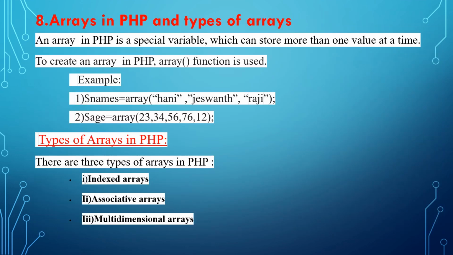Next, arrays in PHP, and what are different types of arrays in PHP. An array in PHP is a special variable which can store more than one value at a time. Why I am calling it a special variable: generally an array is used to store homogeneous data values in the case of C, but in the case of PHP, an array can store multiple values of different data types. One array can store one string value, one integer value, one floating point value, and then many other data, one boolean also. That's why it is called a special variable which can store multiple values in it.